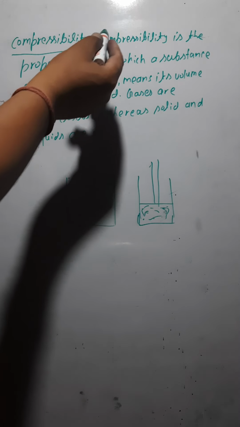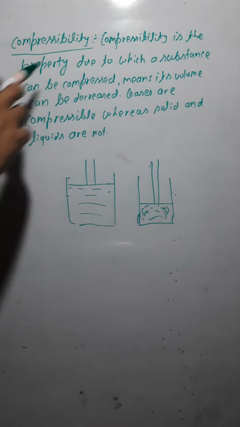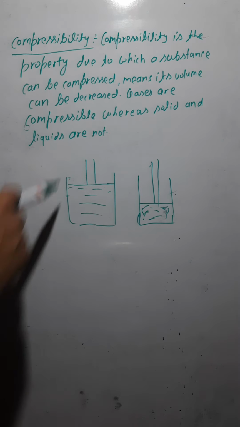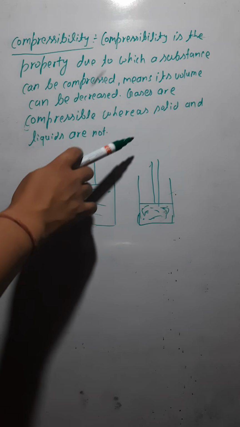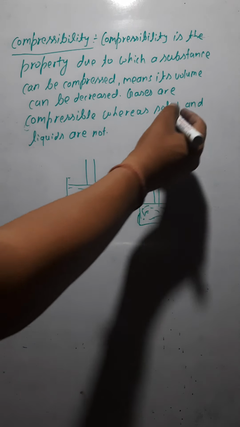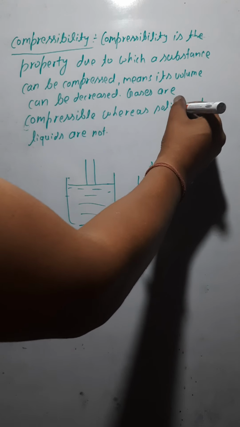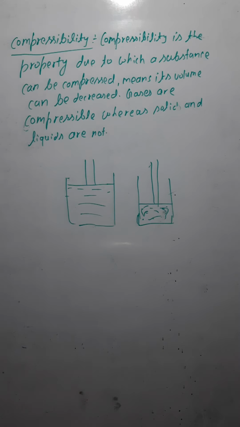Okay, so write this. Compressibility is the property due to which a substance can be compressed, meaning its volume can be decreased. Gases are compressible, whereas solids and liquids are not compressible. Isn't it? Okay, note this down.